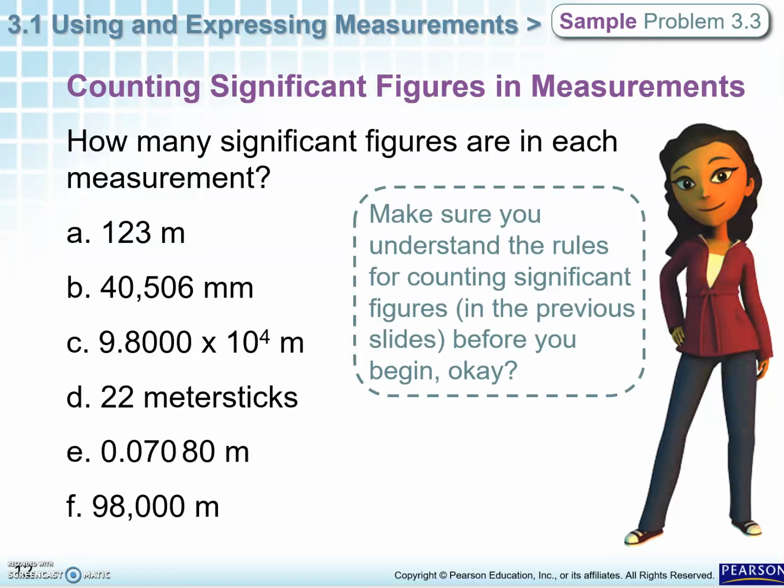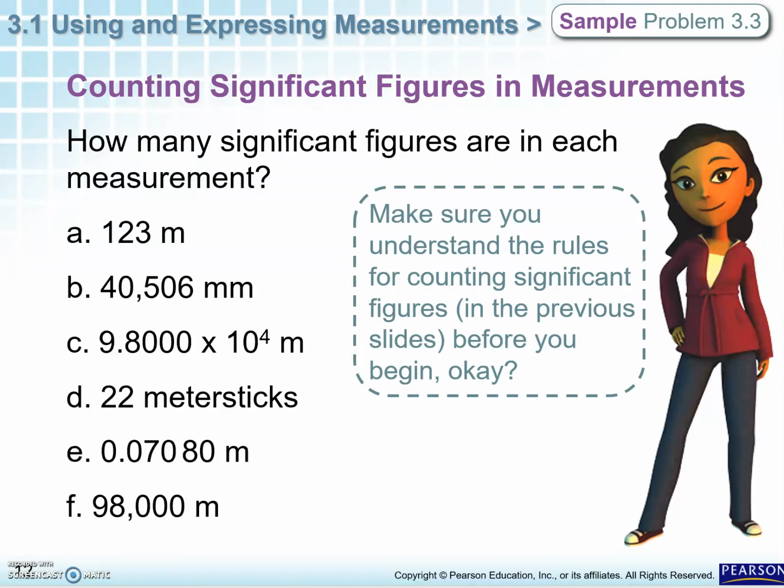According to our rules, any zeros at the end of a number are significant if they are a coefficient in our scientific notation. Therefore, we have 1, 2, 3, 4, 5 significant numbers. 22 meter sticks. Okay, let's think back. Can we count those? Yeah, so since we can specifically count exactly how many meter sticks they have, 22 must be an exact number. Therefore, it has unlimited numbers of significant figures.